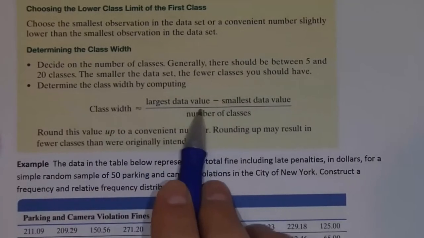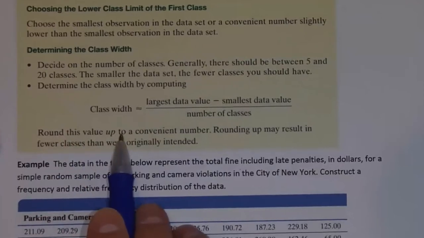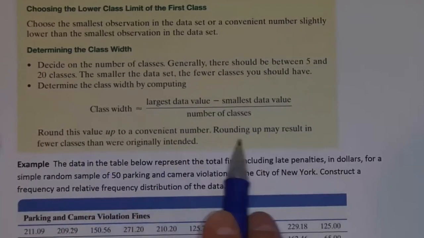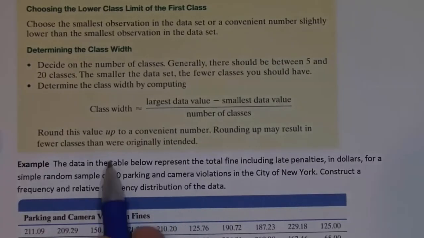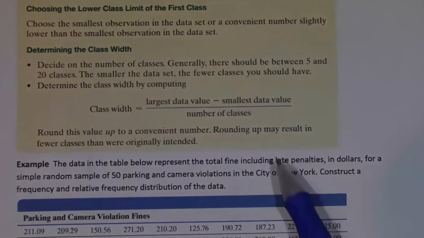Now, when you do this calculation, we're generally going to round up to a convenient number, and just to make it clear, if we round up, that could mean that you end up with fewer classes than you set out for.